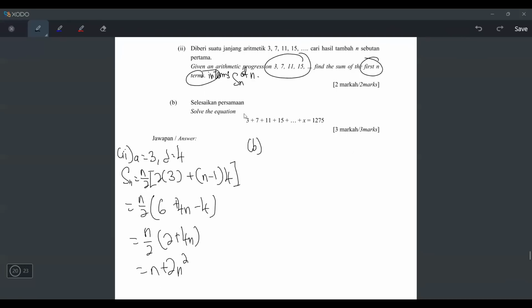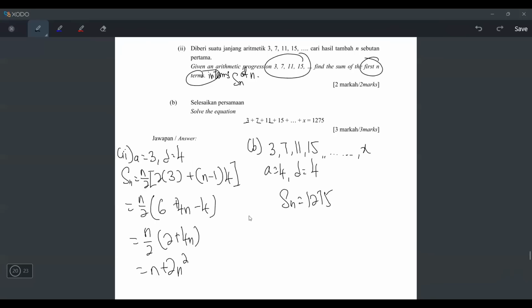So, solve this equation: 3 plus 7 plus all together. I think I will convert this to a progression. So the first term will be 3, second term is 7, 11, 15, dot dot dot, and the last term is x. And I know the A is 3, the D is 4, and I also know the SN is 1275. The reason is because the sum of all these terms added together until the x term is 1275. That's why it's SN.